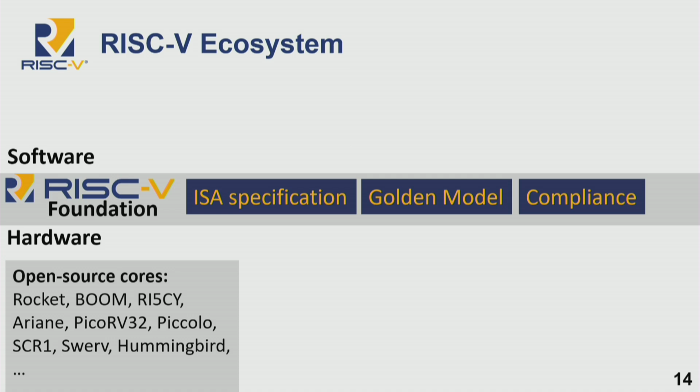So later today, you'll hear about some of those, the Rocket, BOOM and PULPino cores, but there are many being developed all around the world in every possible hardware description language you can think of. People are writing and distributing RISC-V open source cores. RISC-V is not only about open source cores, however.